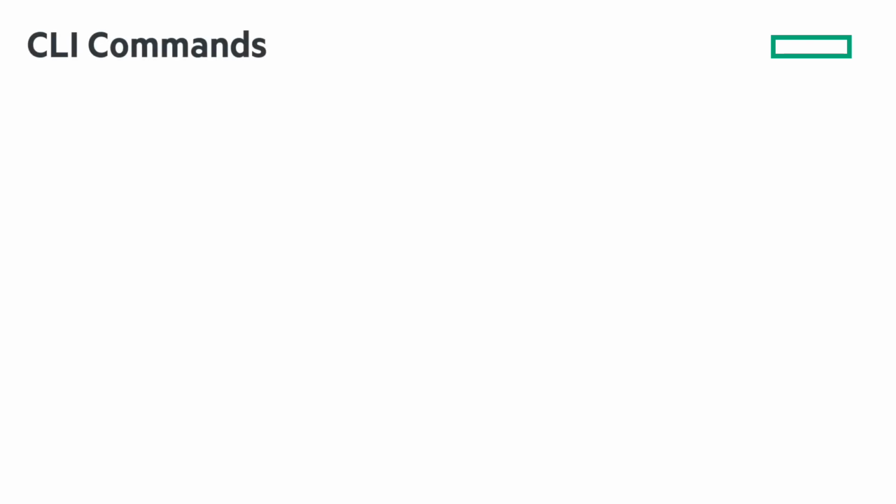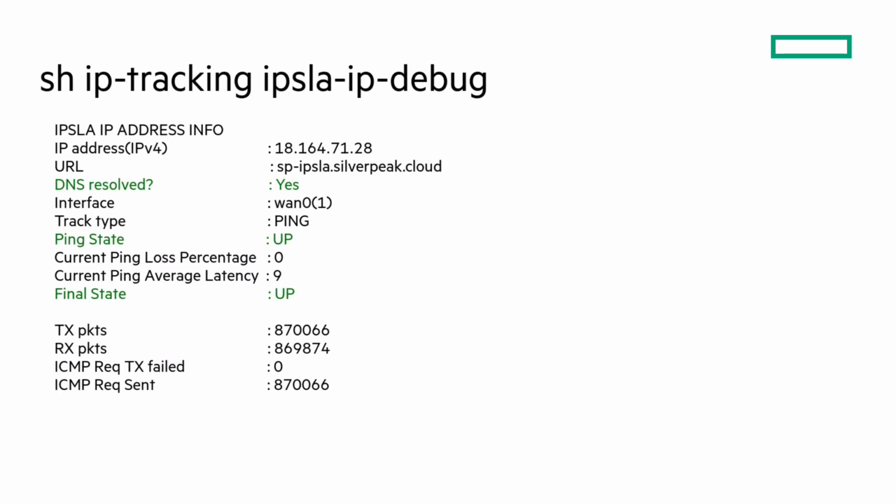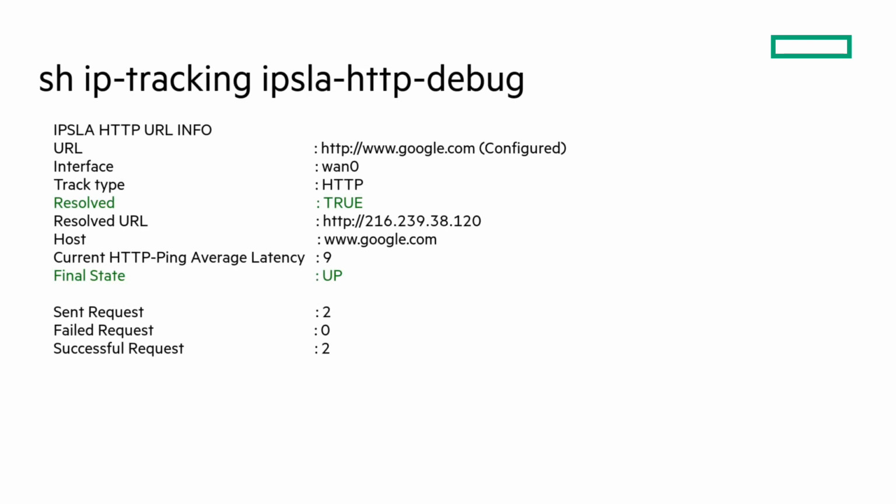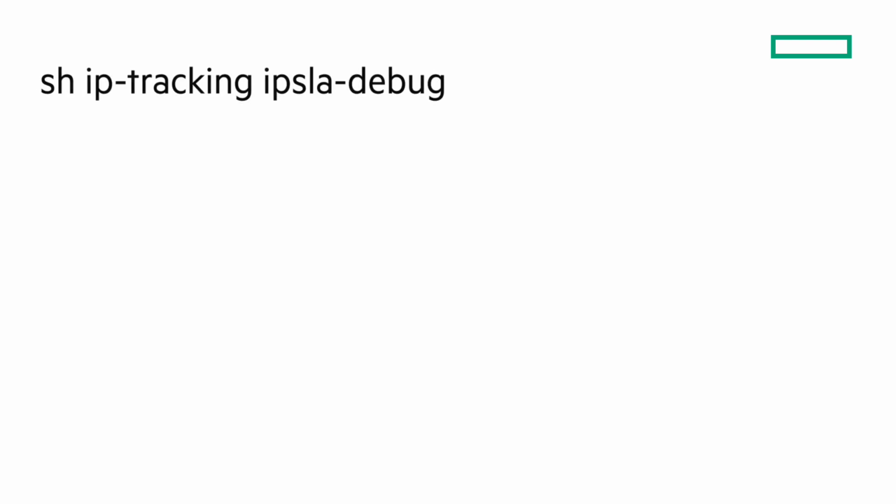Lastly, there are some CLI commands that may help your troubleshooting process. Show IP tracking IPSLA IPDebug. This provides much more information about the individual ICMP probes. HTTP debug is the same as IPDebug, but for the TCP probes using HTTP or HTTPS. And IPSLA debug gives you some more general stats useful for our TAC team.